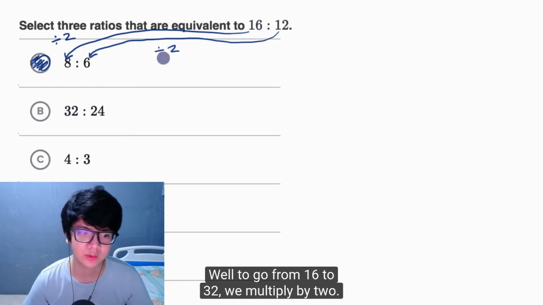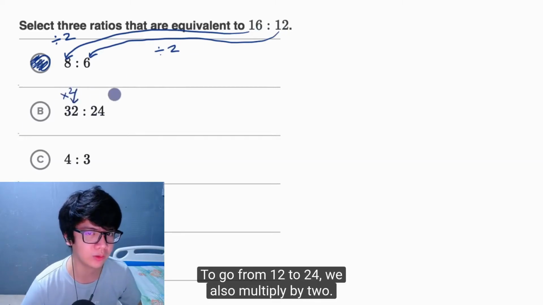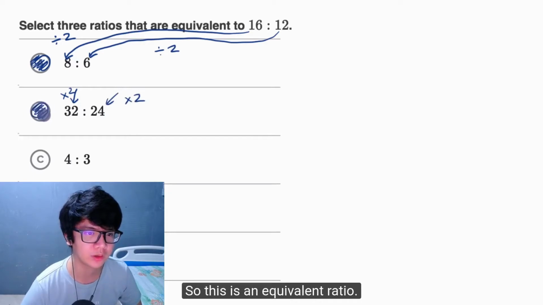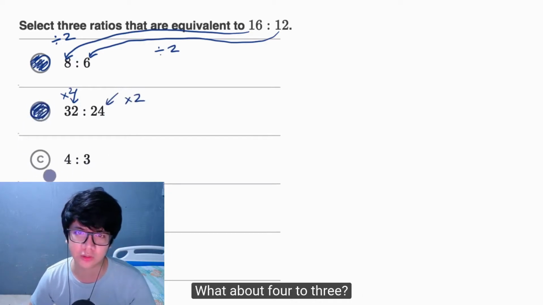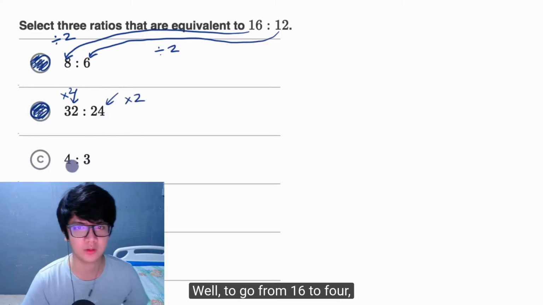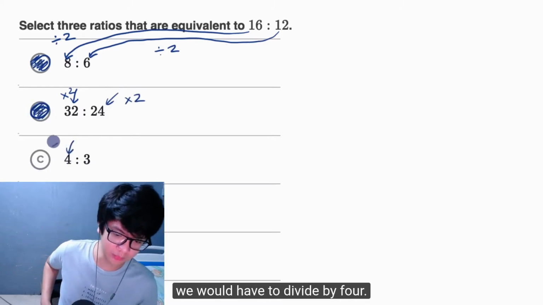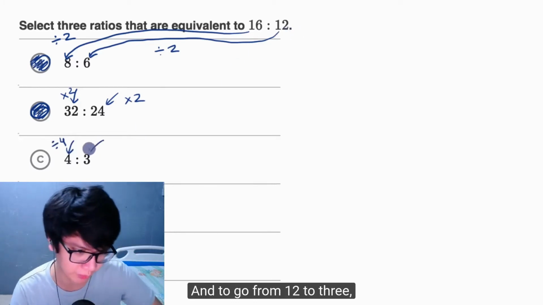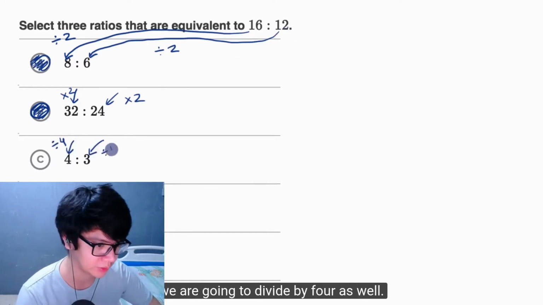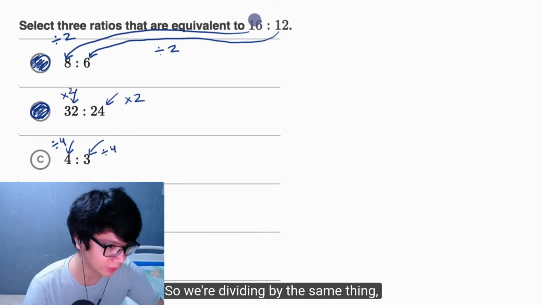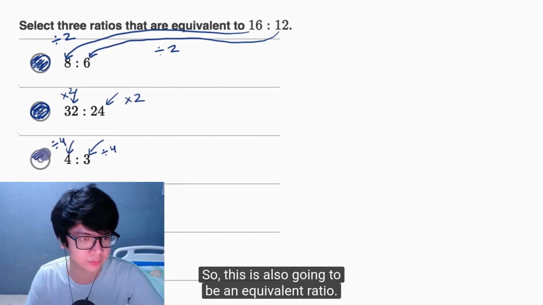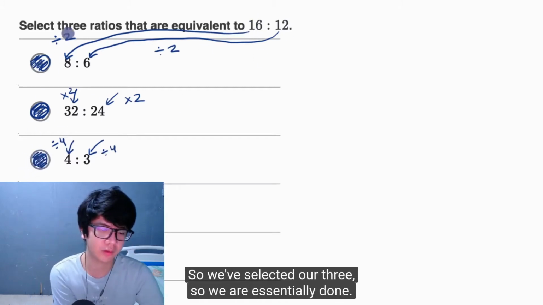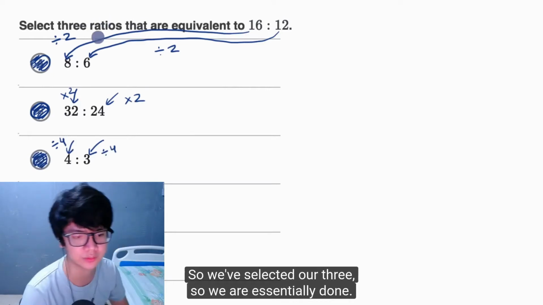What about 32 to 24? Well, to go from 16 to 32, we multiply by 2. To go from 12 to 24, we also multiply by 2. So this is an equivalent ratio. What about 4 to 3? Well, to go from 16 to 4, we would have to divide by 4. And to go from 12 to 3, we are going to divide by 4 as well. So we're dividing by the same thing, each of these numbers. So this is also going to be an equivalent ratio. So we've selected our 3, so we are essentially done.